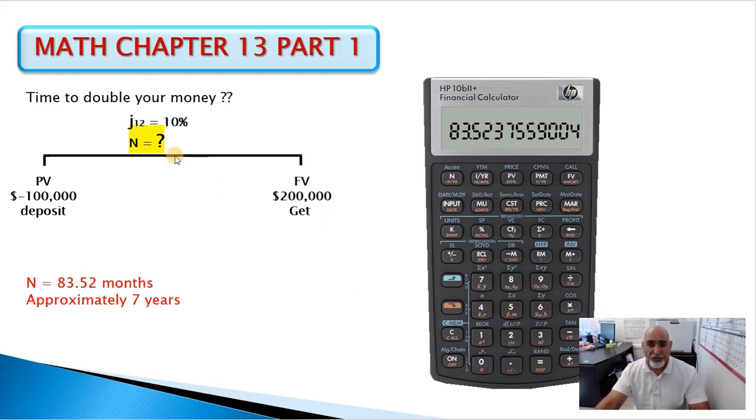We're doing months. This question right here is in months, right? 12 means months. That's months. If I wanted to know that in years, you could divide by 12, and that will tell you approximately a little bit less than 7 years.